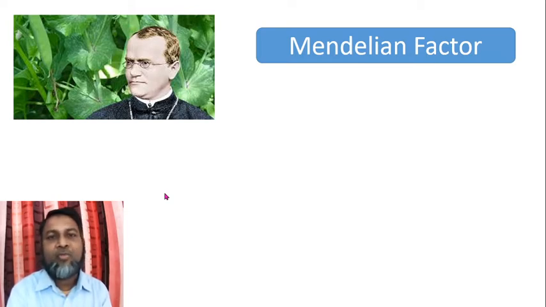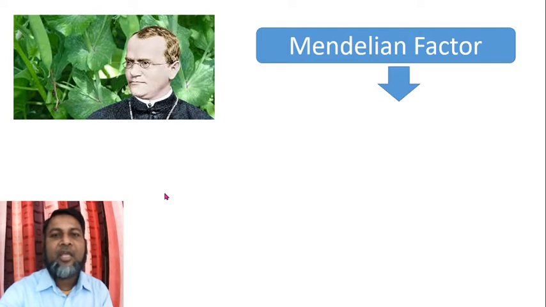When he formulated these laws for genetics, chromosome or gene was not discovered at that time. So he did not know about chromosome or gene. But now we know that this factor is gene, which is located on the chromosome.